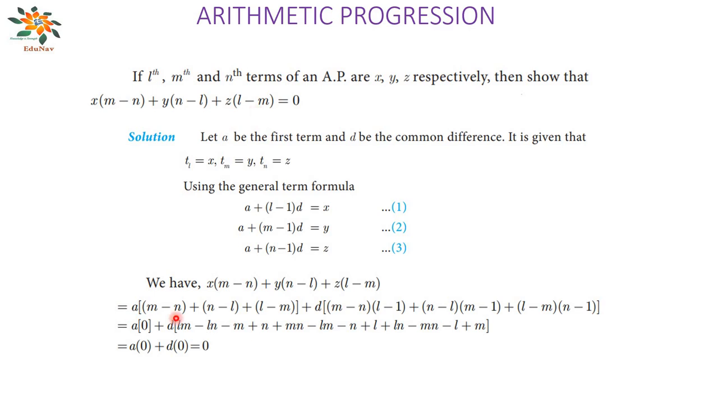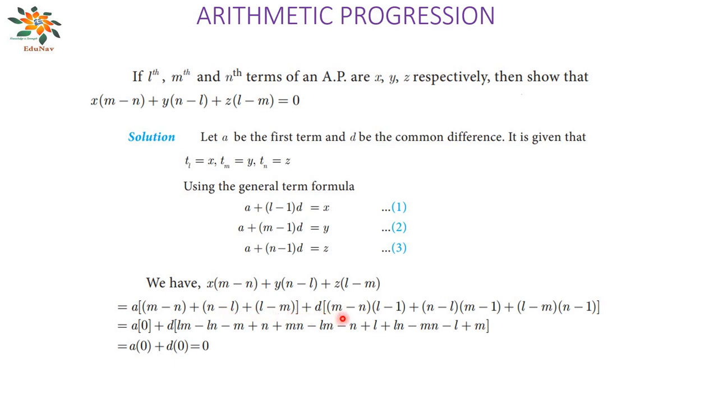In the step that I mentioned just now, focus the attention on the factors of a alone. So, you will be having a into (m minus n) plus a into (n minus l) plus a into (l minus m). So, in this, taking a as the common factor, that gives a into ((m minus n) plus (n minus l) plus (l minus m)).